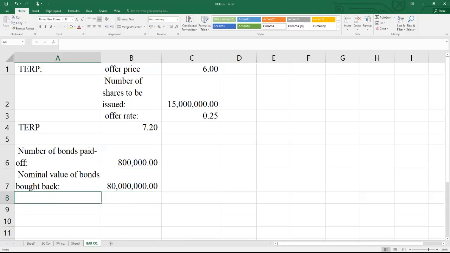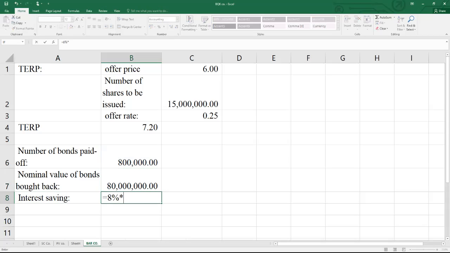Now, since this is a debt instrument that you have paid off, how much interest do you save? We can call it interest saving. This is a debt you have paid back. It means every year how much do you save? So first, the interest you used to pay on this bond was equal to 8%. And the nominal value of those bonds is equal to 80 million. The amount of interest you'll be saving, which you used to pay before, is therefore 6.4 million. So every year you save 6.4 million. Clear?